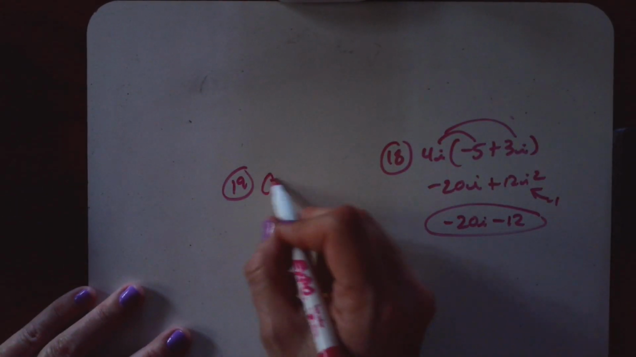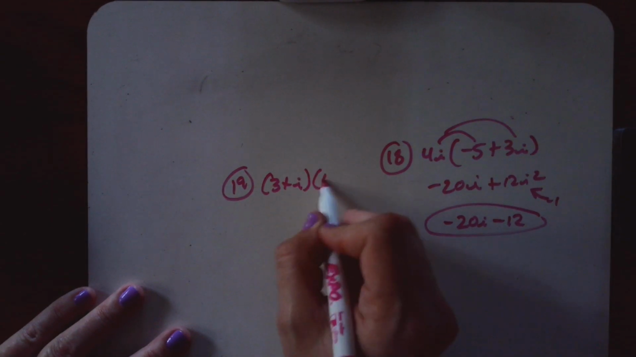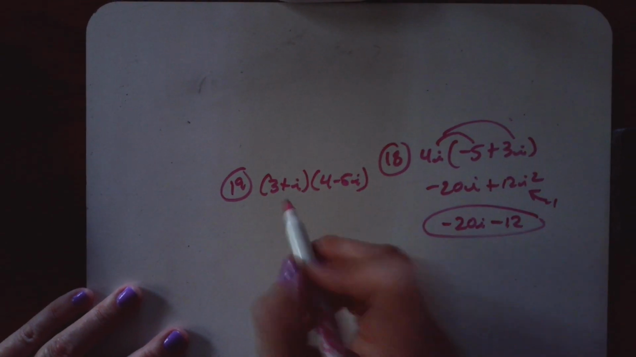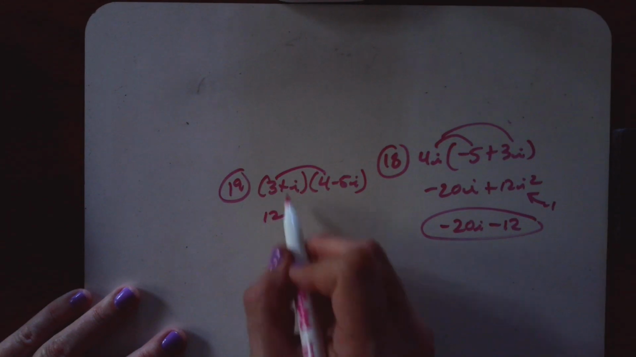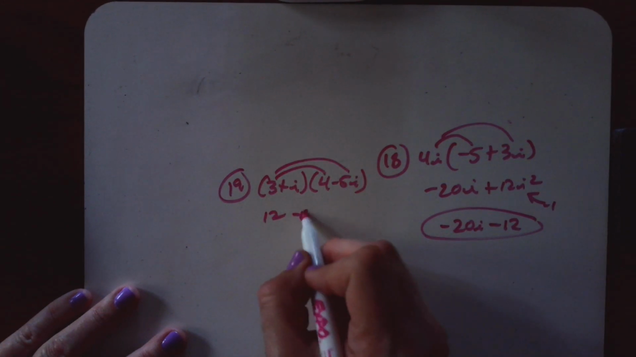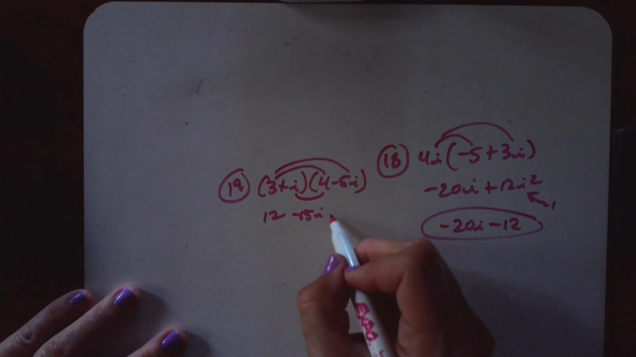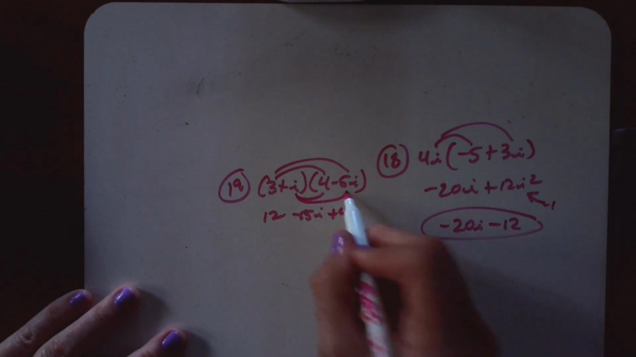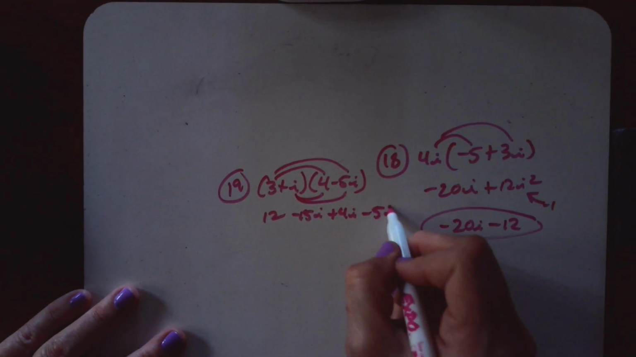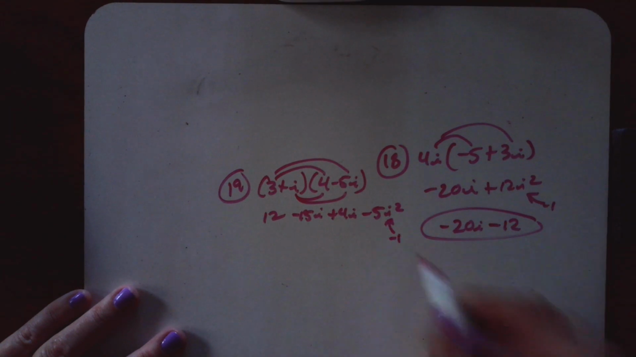19 says 3 plus i times 4 minus 5i. All right, so I do FOIL. 3 times 4 is 12. 3 times -5i is -15i. Here is going to be plus 4i, we're multiplying. Here is going to be -5i squared. Now remember, i squared is worth -1.